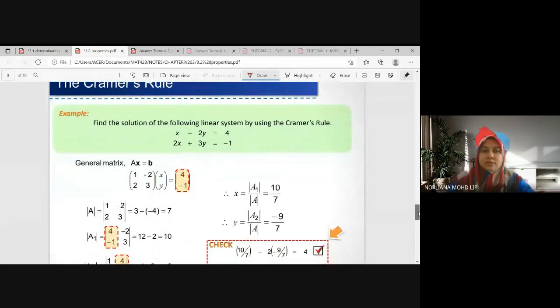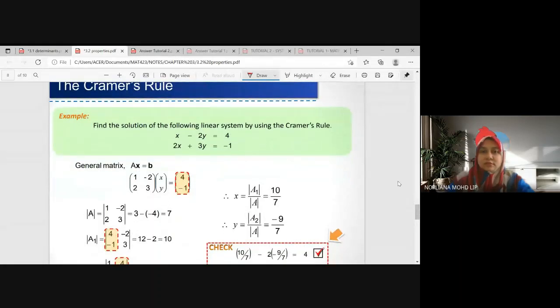Okay, look at this example. This example is to solve the system of linear equations using Cramer's rule. In the previous chapter, we used the elementary row operation to solve this system of linear equations. But in this chapter, we use Cramer's rule. We apply the concept of determinant. Okay, first of all, you have to transform this system of linear equations into the general matrix form. This one, the matrix form.